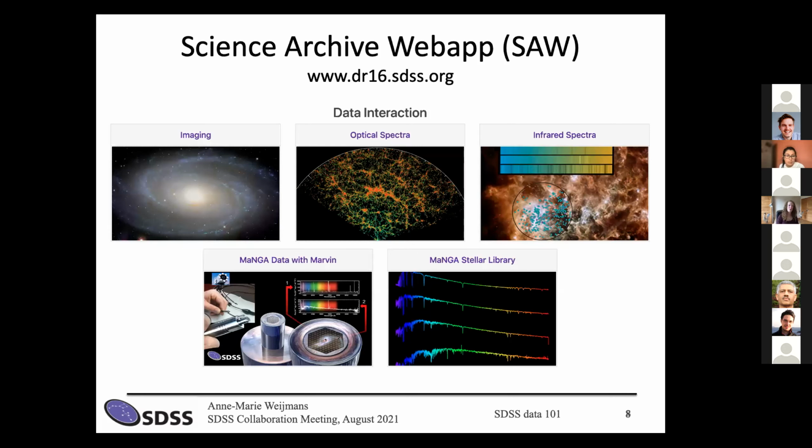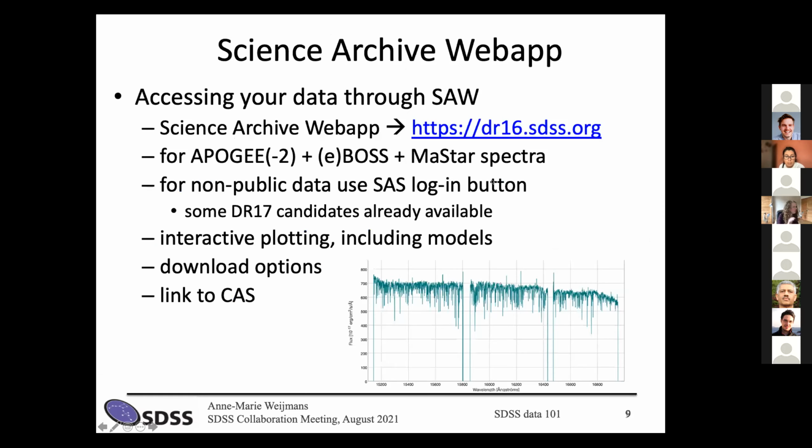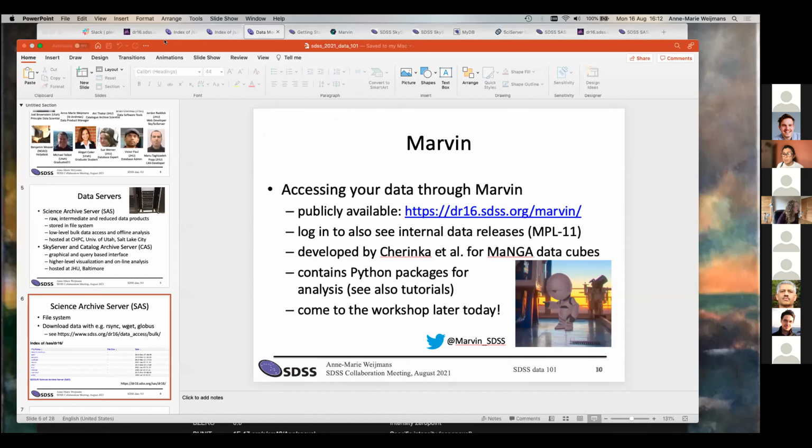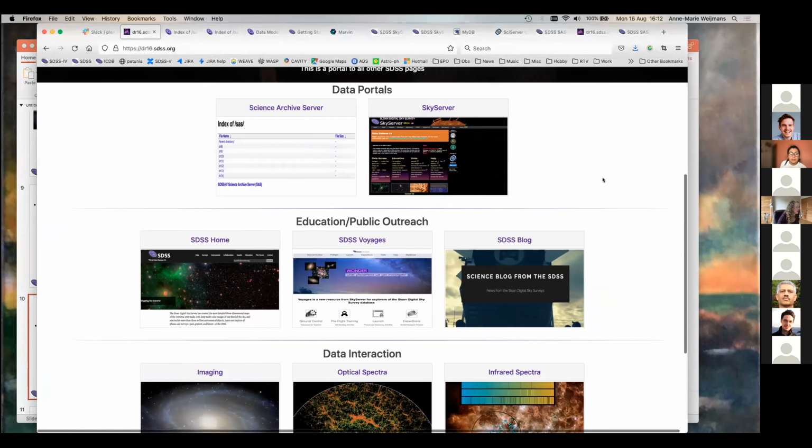What you then should do is make use of the Science Archive web app, where you can look at all the different data products that we have. And I'm just going to walk you through that again. So the Science Archive web app also has its own acronym. It's a SAW. It's available for APOGEE data, eBOSS data, and for MaStar data. If you are in MaNGA, don't worry, we'll have a different app for you, and I'll come to that in a moment. And I am just going to try and show you this again live.